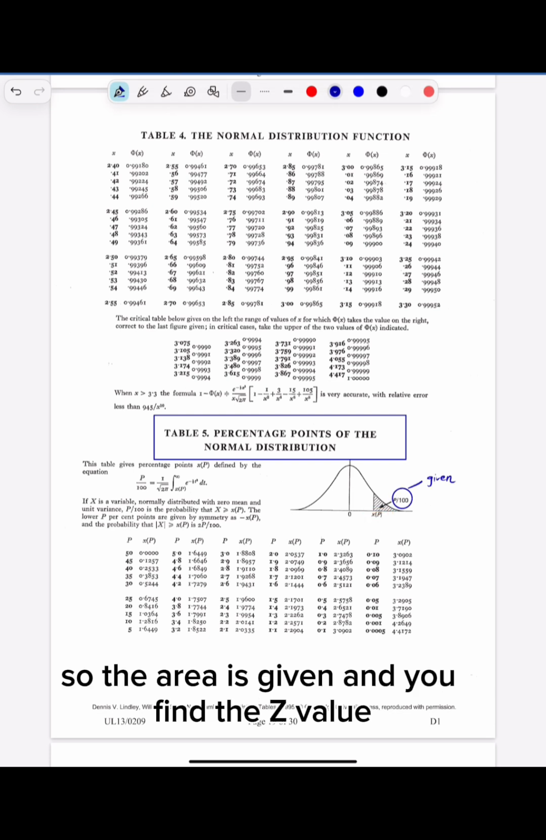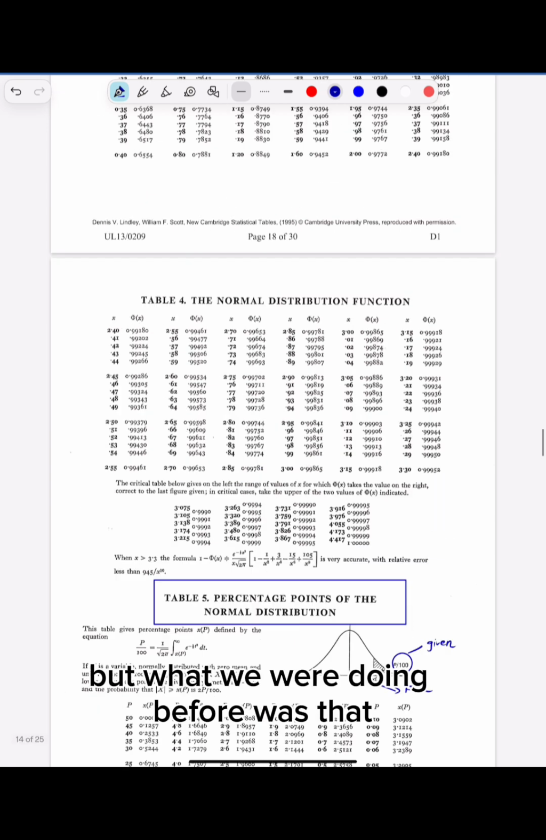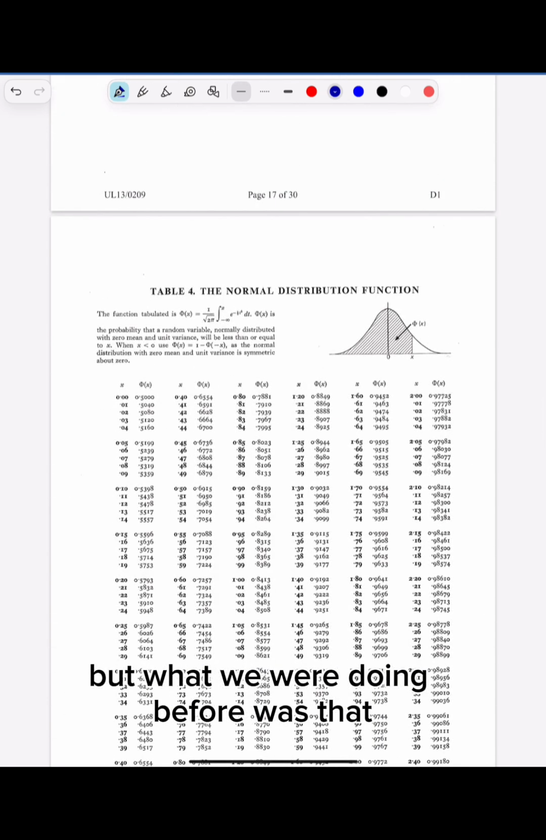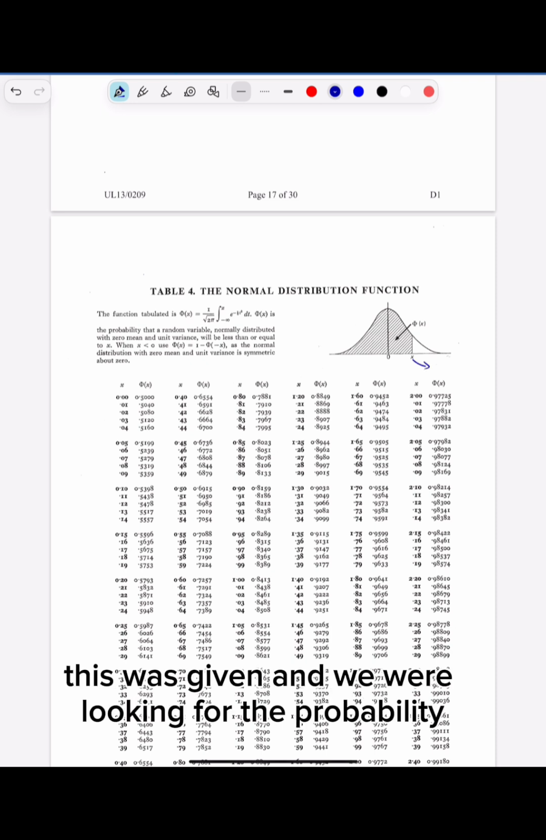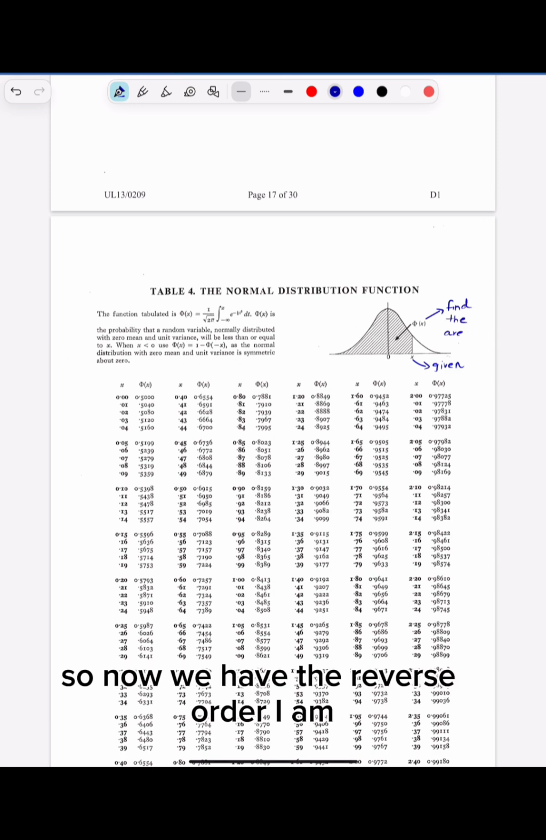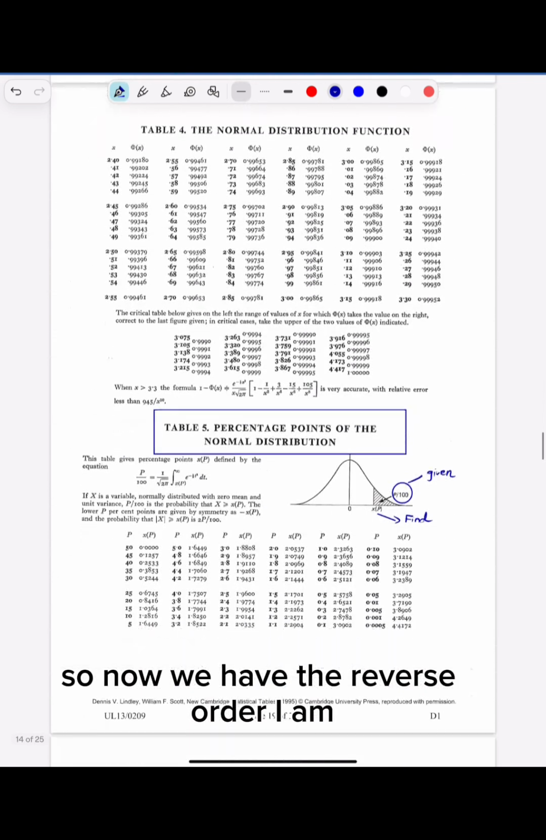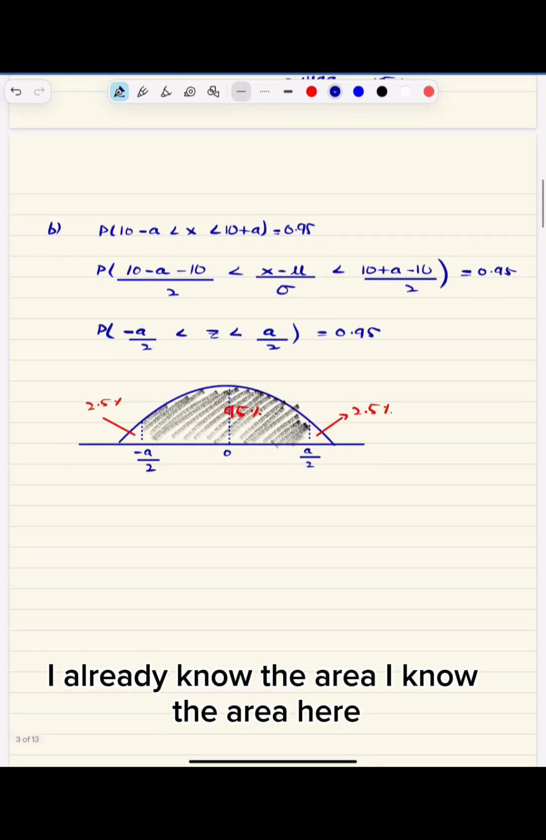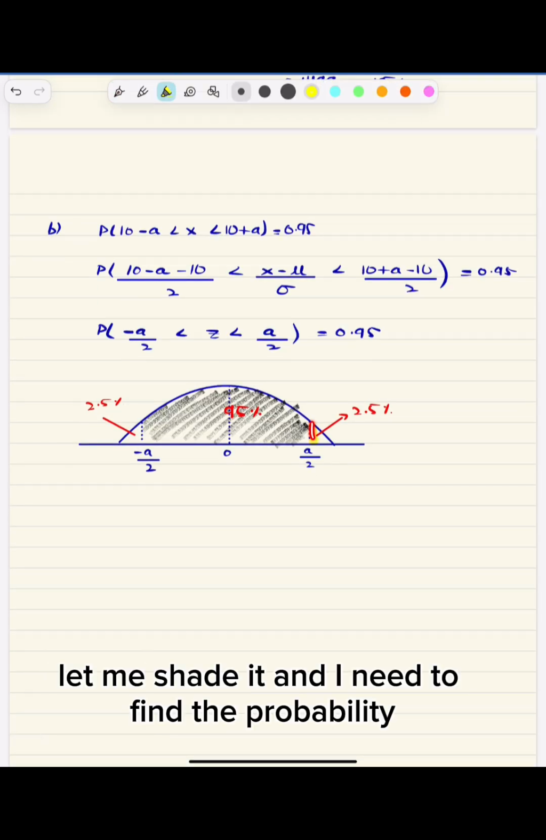So for instance, over here the area is given and you find the z value. But what we were doing before was that we had the value of z, this was given, and we were looking for the probability. We were trying to find the area. So now we have the reverse order. I already know the area here. Let me shade it. And I need to find the probability.